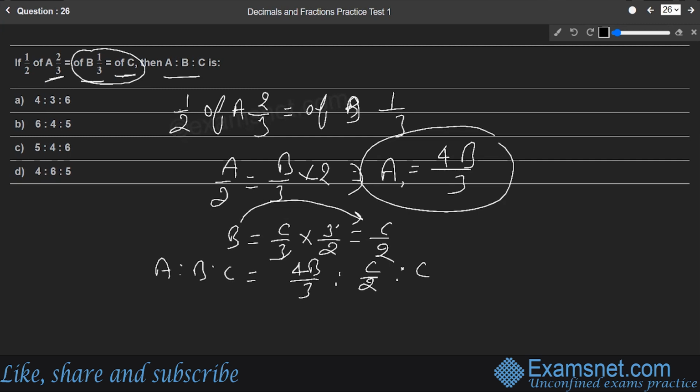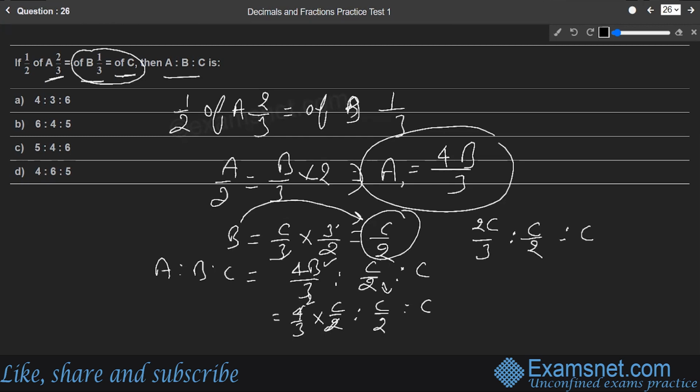Now we are supposed to convert each variable into the same variable, that is C. Two Cs are available, so we'll try to convert this B into C as well. That expression we have already generated, B is equal to C by 2. So we'll replace B by C by 2. If we do this, it is going to be 4 by 3, and in place of B we write C by 2, is to C by 2 for the second, and C for the third. If we solve this further, 2 twos are 4, so it's going to be 2C by 3 is to C by 2 is to C. This is the final result.